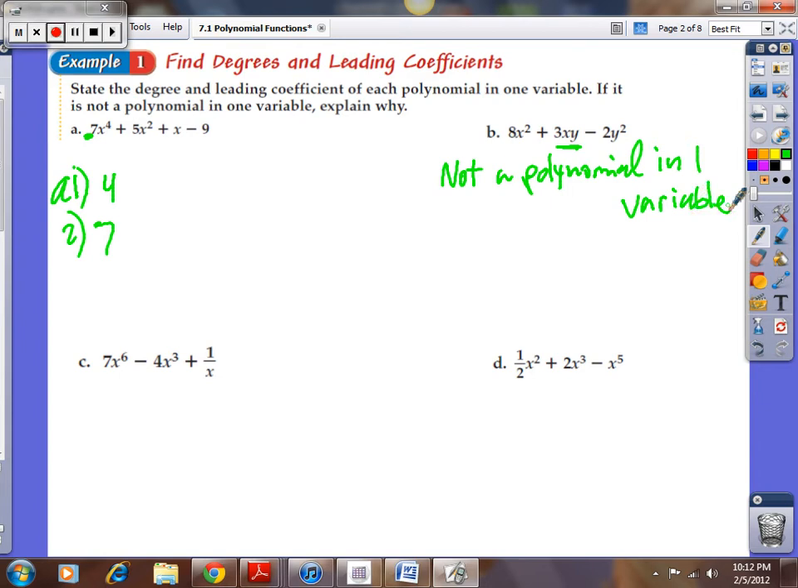C is kind of a trick question too. C is not a polynomial at all. And let's review what is a polynomial and what's not.